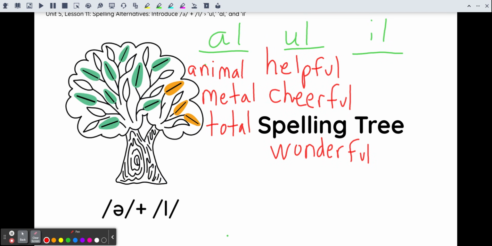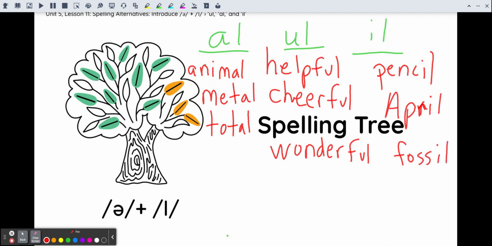What about pencil? IL. April. IL. It should be R. And fossil. IL. Great job working on the spelling tree.